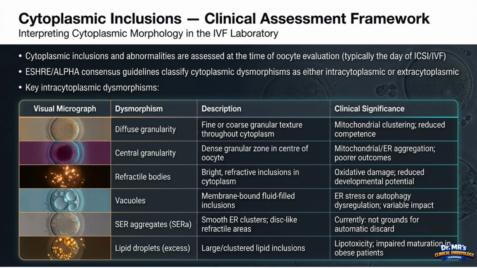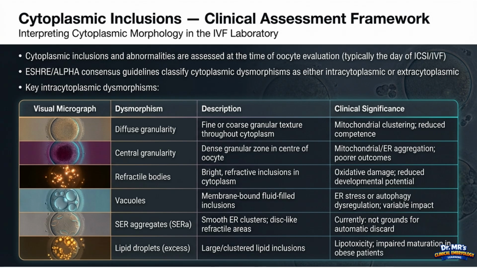In clinical practice, the assessment of oocyte cytoplasmic morphology takes place on the day of denudation, typically at the time of intracytoplasmic sperm injection or in vitro fertilization insemination. At this point, the embryologist observes the oocyte under an inverted microscope and records the presence of any morphological deviations from the ideal, what the European Society of Human Reproduction and Embryology and the Alpha Scientists in Reproductive Medicine consensus guidelines call dysmorphisms.